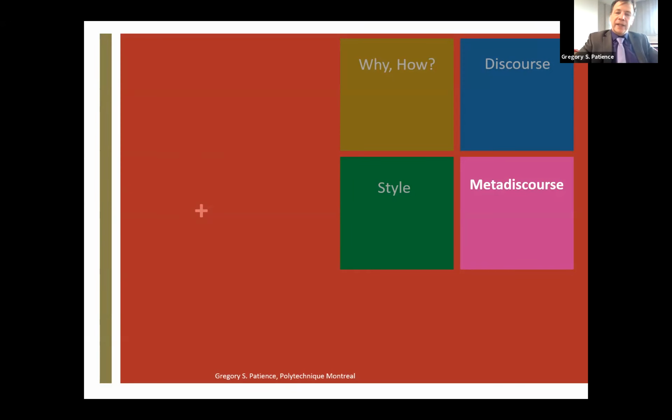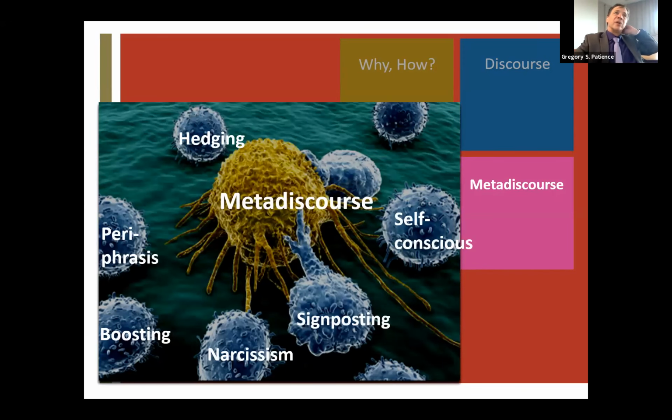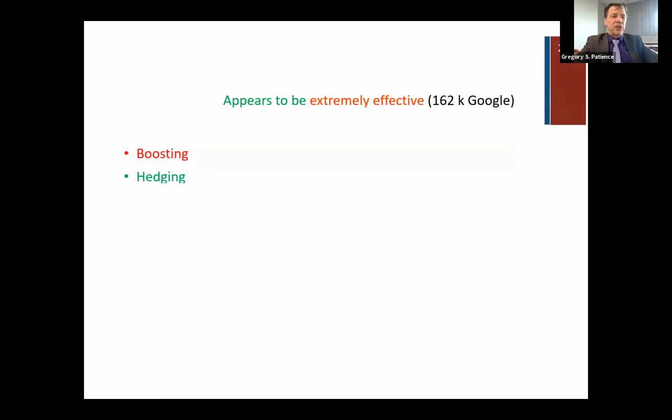Okay, and now we're going to move on to meta discourse, and in fact, meta discourse is related to style. Meta discourse is about hedging, self-conscious, signposting, periphrasis, boosting, and narcissism. So here are some examples. Appears to be extremely effective. So appears to be is hedging. Extremely effective is boosting. Now, if you don't tell us what extremely means, and there's 162,000 appearances of this phrase.